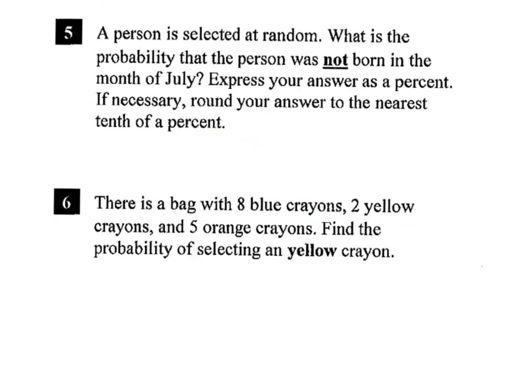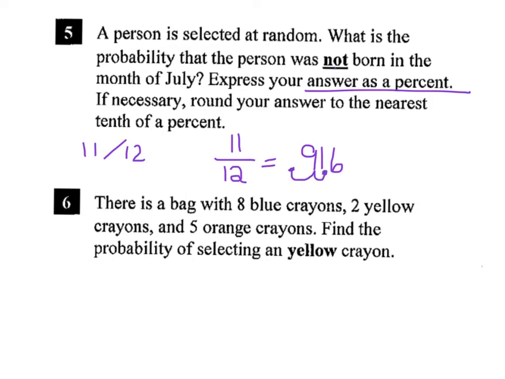If you were not born in July, it means you were born in January, February, March, April, anything but July. There are 11 months out of the 12 months that are not July, so you type that in your calculator, 11 divided by 12, just like this, 11/12, and it'll give you 0.916. It says to express our answer as a percent, so we will move that decimal 2 places and round it up. So instead of 91.6%, we'll put 92%.